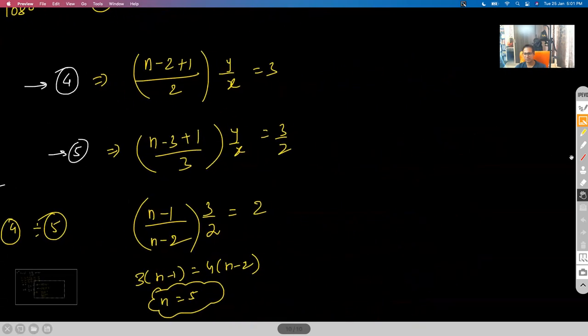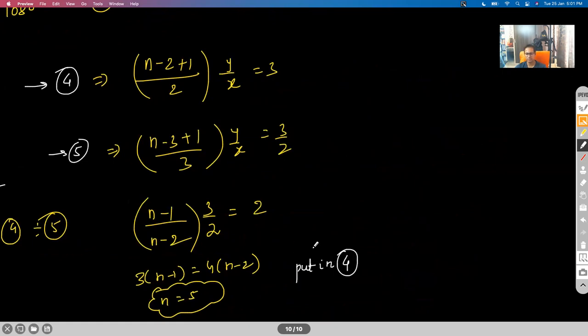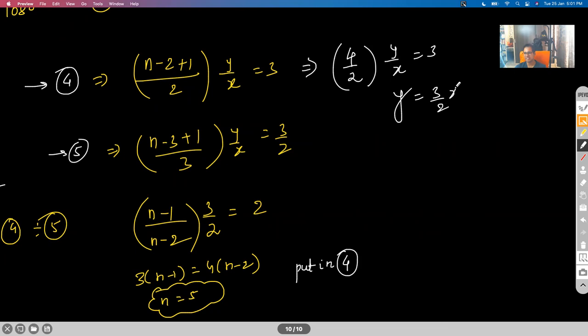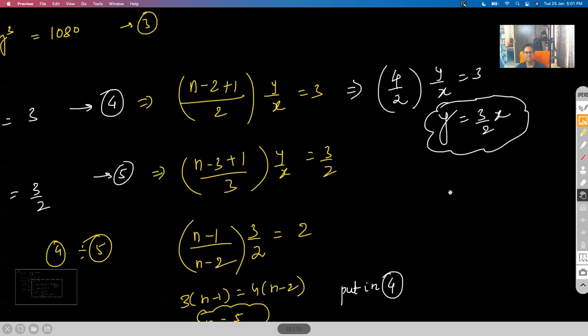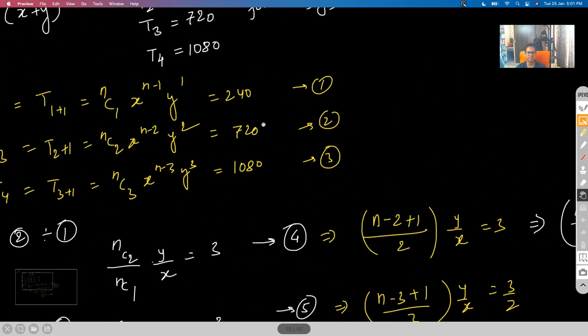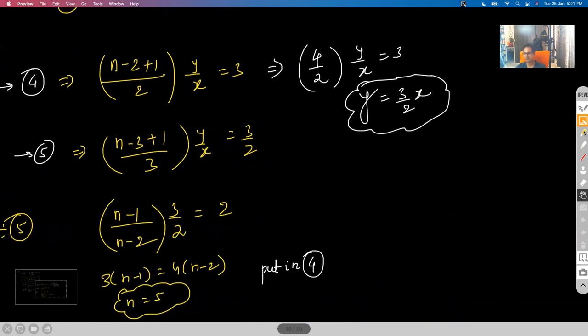So once the n value comes out to be 5, you put this in the fourth equation. Here, if you put n as 5, you'll end up getting 5 minus 1, which is 4. 4 by 2 times y by x is equal to 3, which means y is equal to 3 by 2 x. Correct? y is equal to 3 by 2 x. Now put this in your first equation, equation number 1.